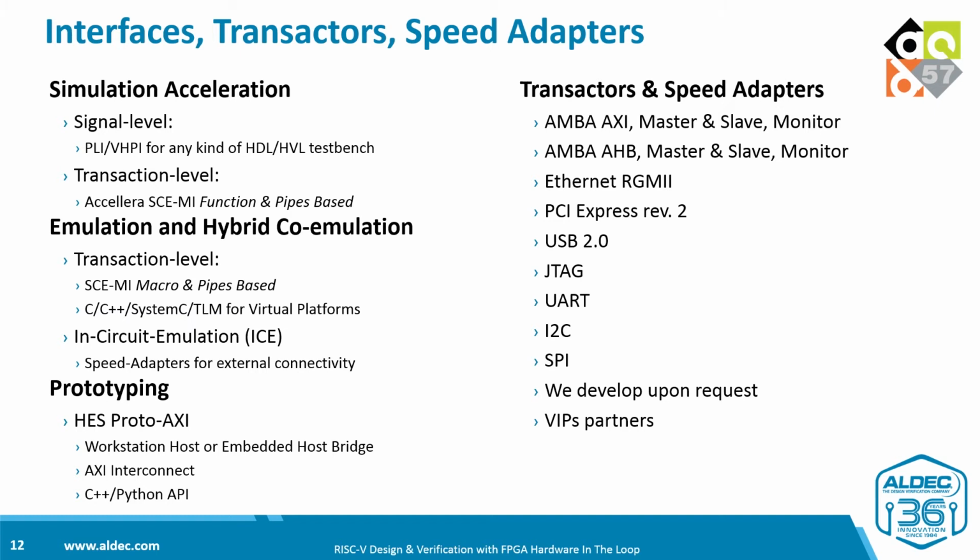And finally, there is a special interface for prototyping mode called HES-Proto-AXI. It provides a speed-optimized host bridge and AMBA-AXI interconnection. It supports fast DMA and burst transfers, assuring high-throughput data acquisition in the prototyping test bench. The user can choose between a C++ or Python API to develop the test bench application.